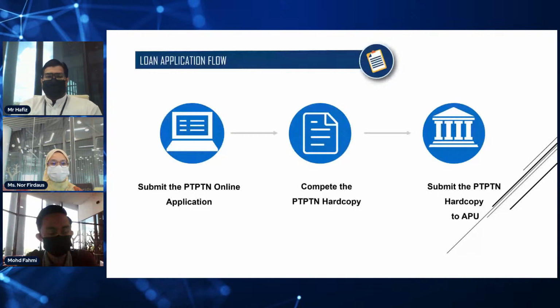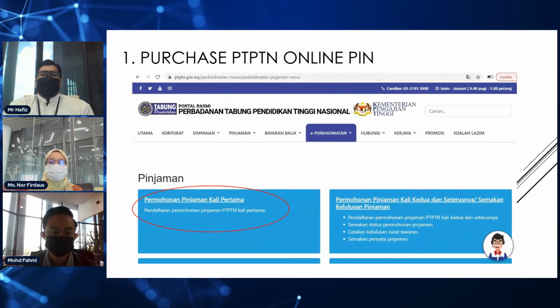So over to you, Ms. Nur Firdaus, to advise students further on the online application. Thank you. Okay, thank you, Hafiz. Okay, hi. Before you proceed with the PTPTN online application, you must prepare three things. One is the PTPTN PIN number, second is the SSPN-I account, and third is the CIMB saving account.